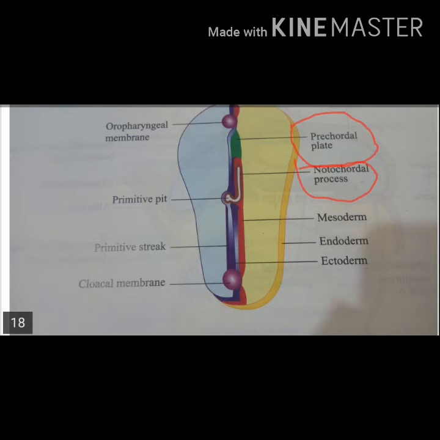Here I'll mention some other structures which also appear in the third week of development. These structures are the oropharyngeal membrane, cloacal membrane, and cardiogenic plate. First we will see how the oropharyngeal membrane is formed.